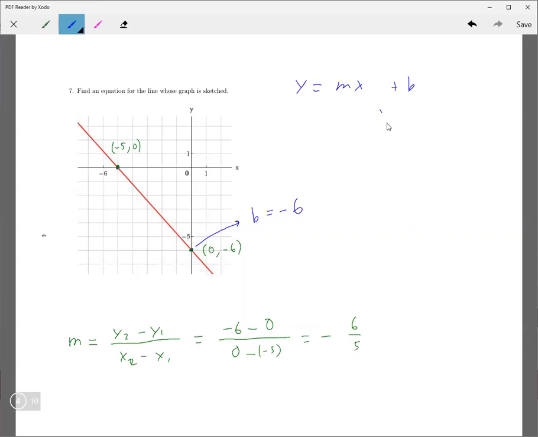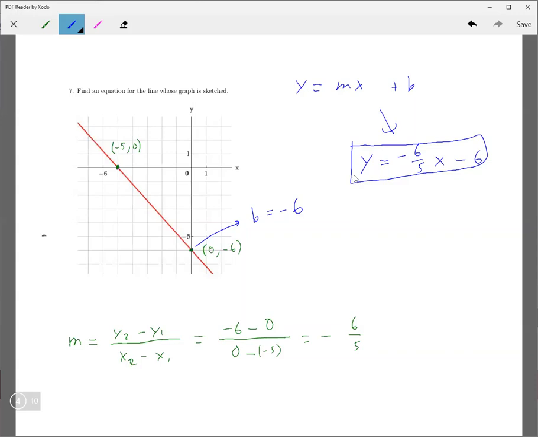Let me go ahead and finish off the problem because we know the slope, right? We know the slope is -6 over 5. And we know that the y-intercept is -6. Okay, so that will be the answer.